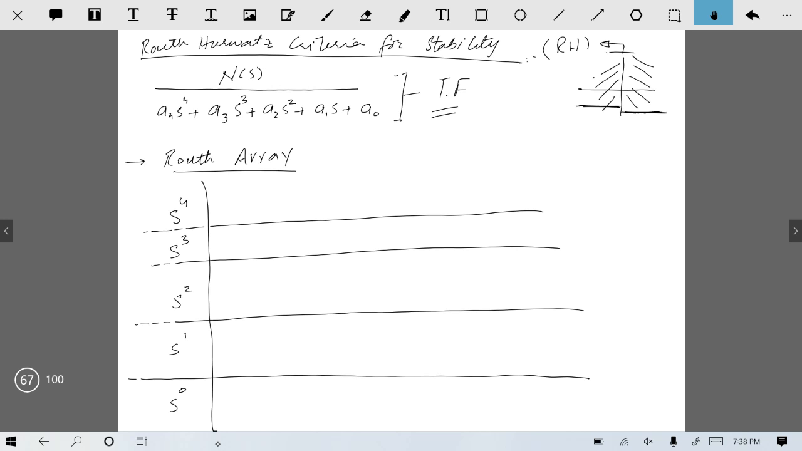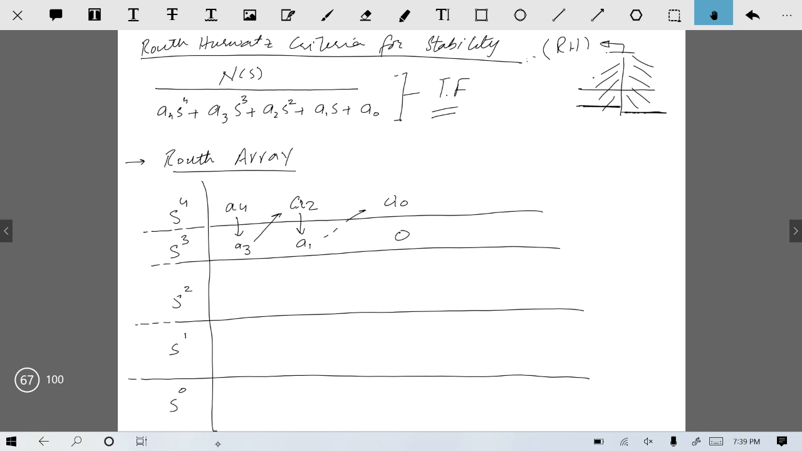Now what about the coefficients, which are A4, A3, A2, A1 and A0 in this case? The next step is to write the coefficients. For example, write A4 over here, then A3, then A2. Obviously, when you are making an array, there is no need to draw these arrows. I am only drawing these arrows for understanding. Then A1, then A0, and then there is no other coefficient, so 0.